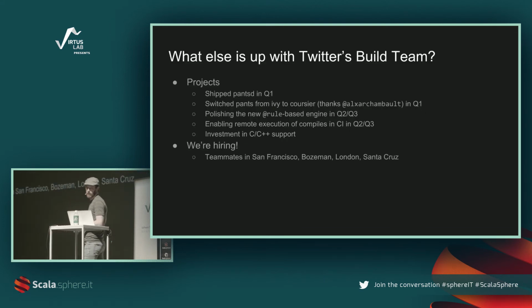Okay, what else is up with Twitter's build team? Pants did not have a daemon until just this quarter. Took a long time to get in place. We're very excited. But in order to ship that, we ported the backend to Rust, created a new engine that I'm demonstrating here. We also switched Pants from Ivy to Coursier, so thank you, Alex. It's significantly faster and much less synchronous, so huzzah. We're going to continue polishing the @rule-based engine.